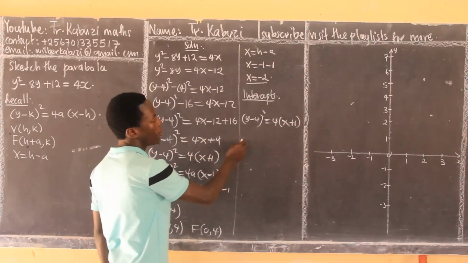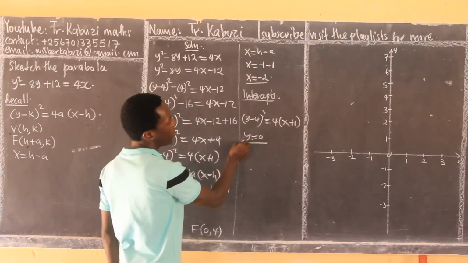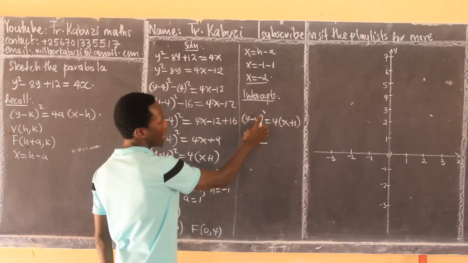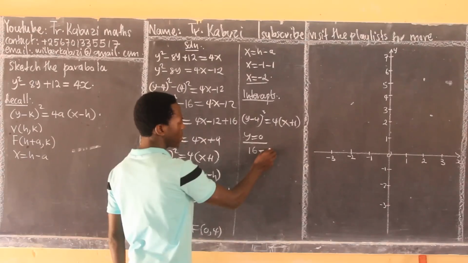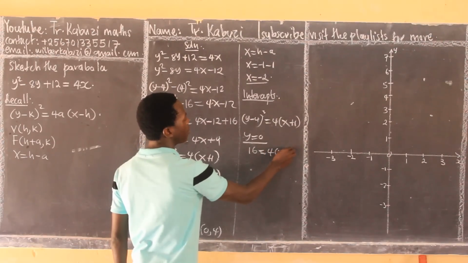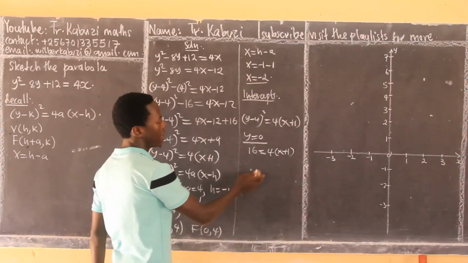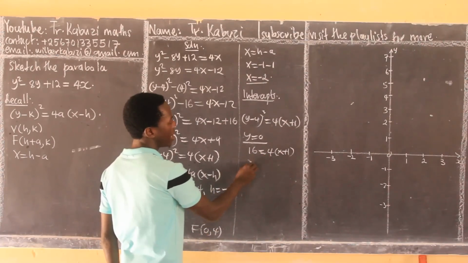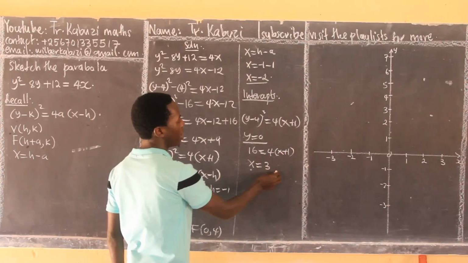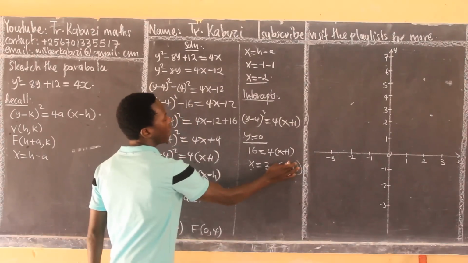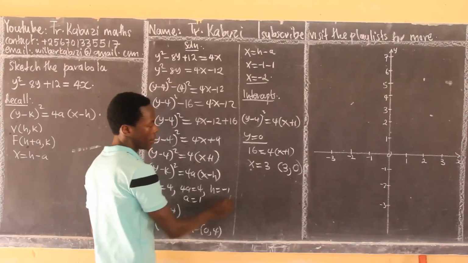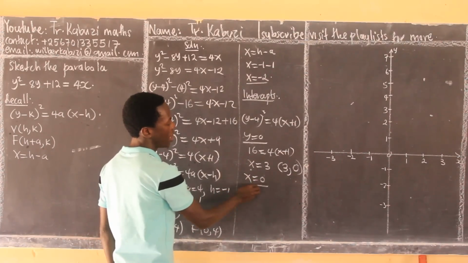We start by saying when our y is 0, when you put 0 here, you have negative 4 squared, we get 16 equaling 4 into (x plus 1). And when we simplify there, you see that you have 4, take it to the other side, our x becomes 3. So the intercept becomes (3, 0).